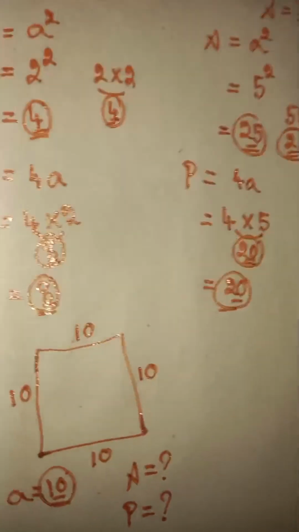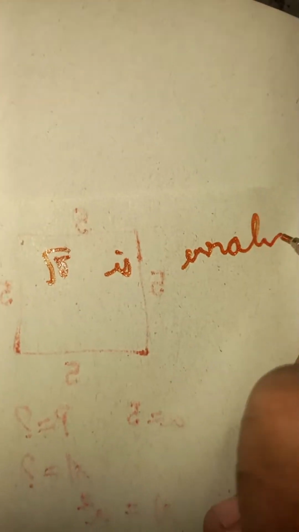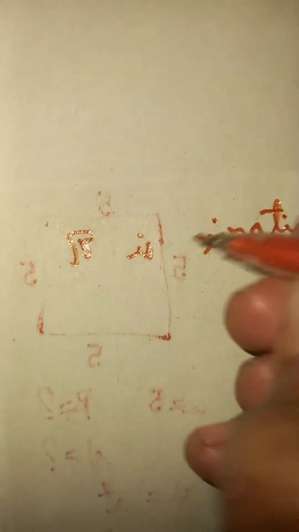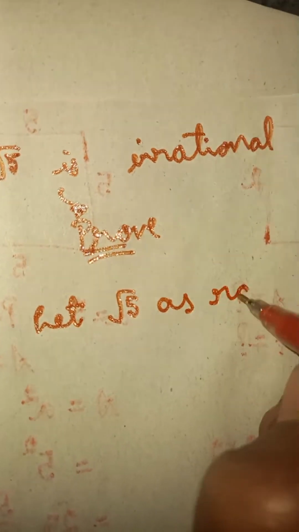Now I'm going to tell the last problem, which is to prove that root 5 is irrational. You need to prove that root 5 is irrational. How to prove it? Root 5 is irrational is the actual thing we need to prove. Now let's prove this one. To prove it, you can do like this. Let's take root 5 as a rational number.